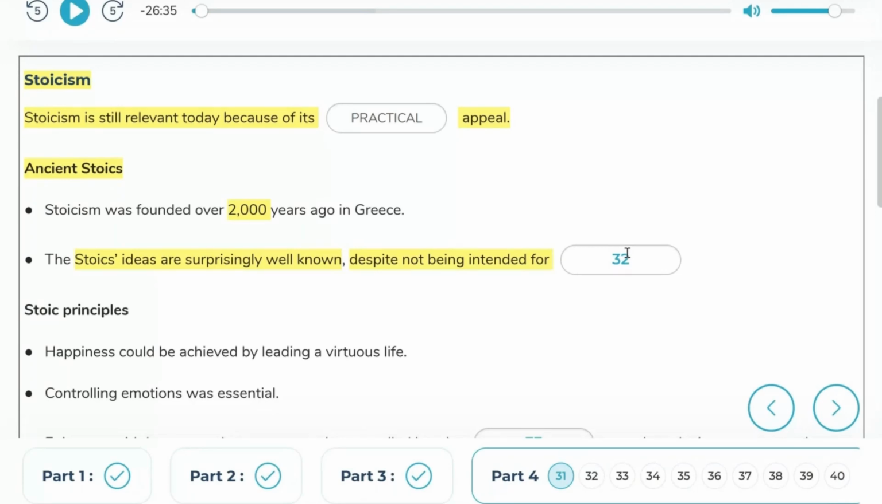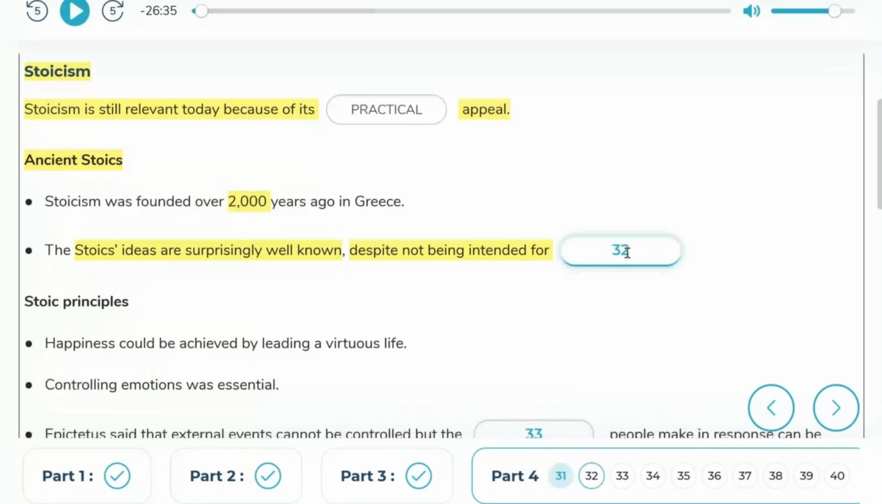Okay, famous Stoics never wrote anything down for. Good job. Publication. Excellent, guys. That's great, huh? Part 4 is not as difficult as part 3. So if you miss any answers in part 3, part 4 is available.